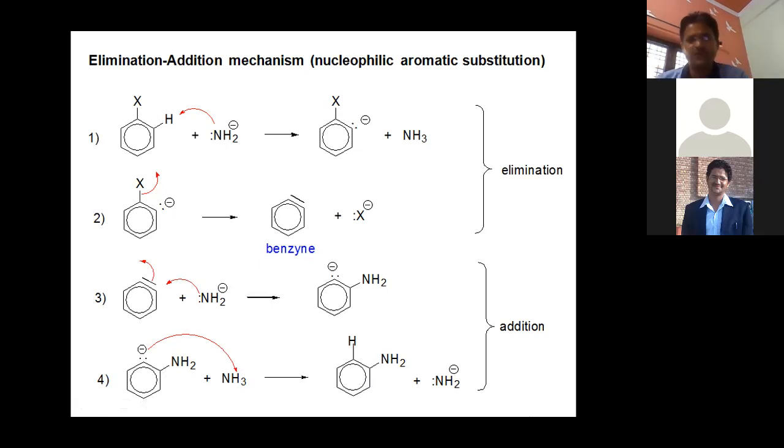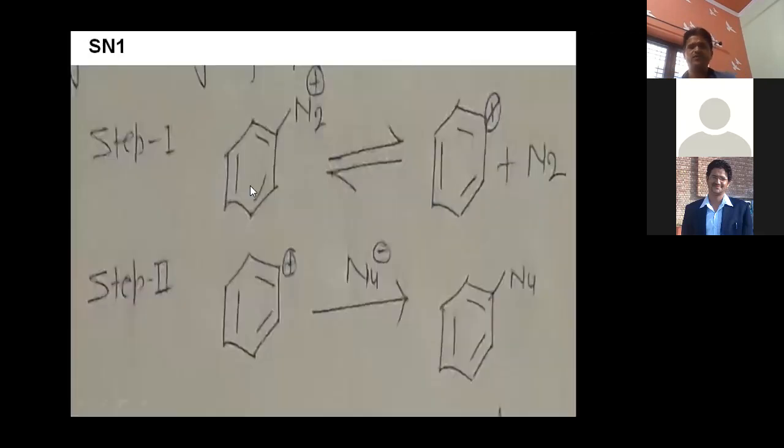So overall, we can say this reaction is an elimination addition reaction, right? If anybody asks you what you mean by the elimination addition mechanism, you can say it is also called the benzyne mechanism, because during this process, benzyne is formed as an intermediate. This is one of the important nucleophilic aromatic substitution reactions, and it is part of your syllabus also.